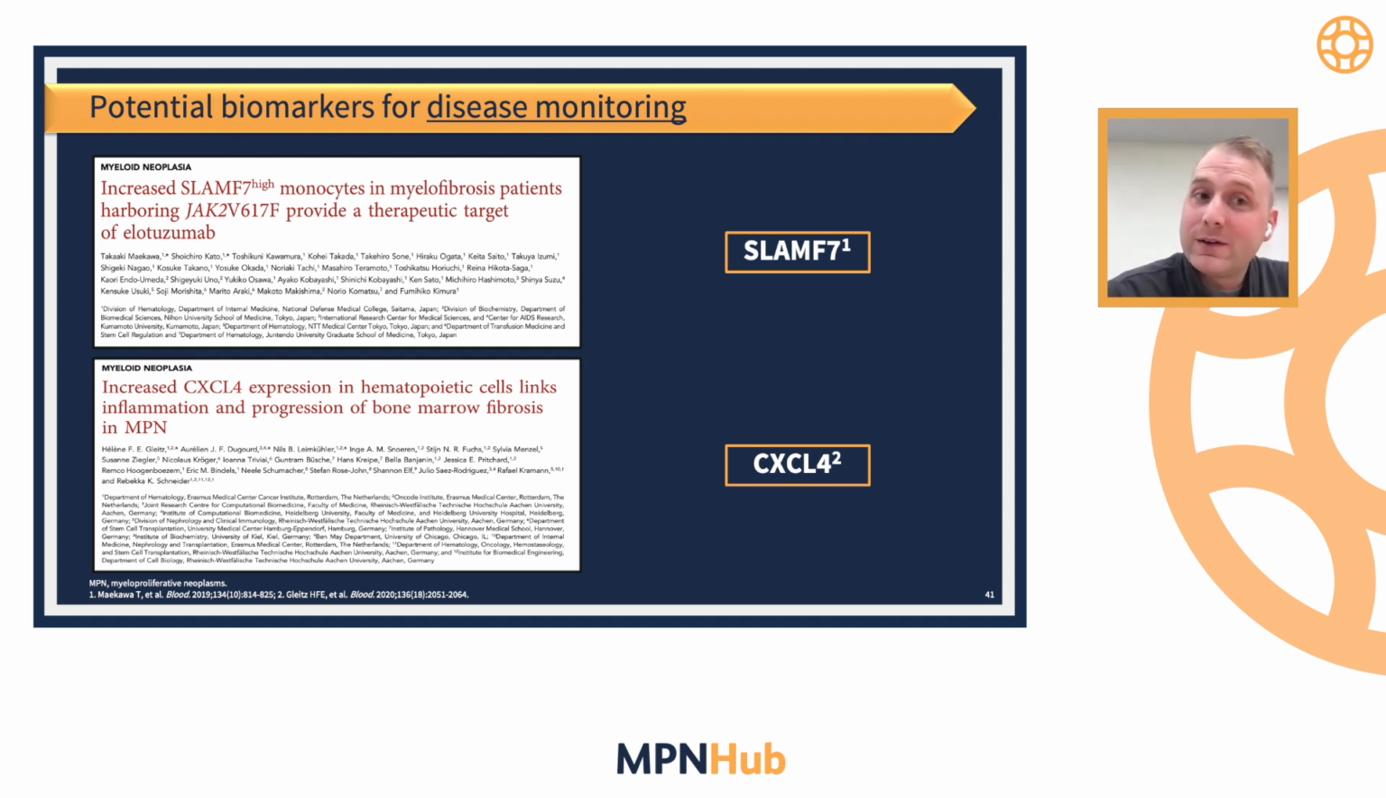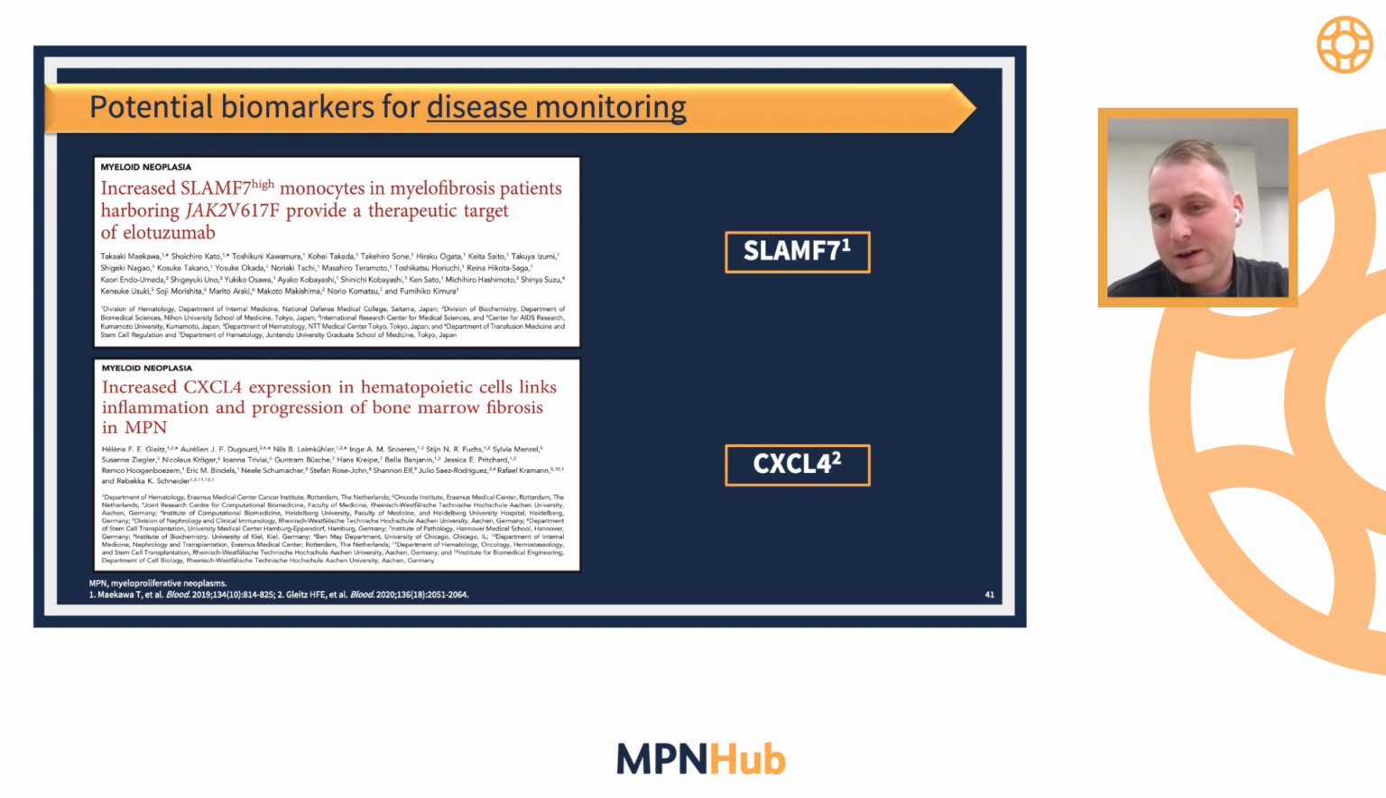The next slide. And some labs focused on that in more detail. So there is a really good paper showing that especially pro-inflammatory cytokines drive disease progression in more specific SLAMF7 expressing monocytes, so that these monocytes are able to promote bone marrow fibrosis over time, which means that these cell subtypes may be a potential target that we can use for future therapies.